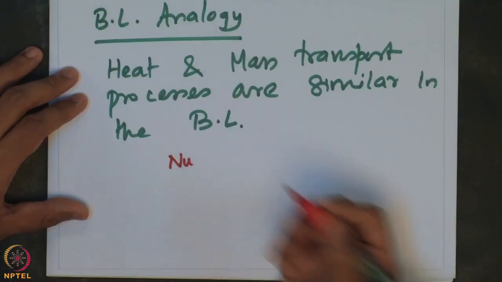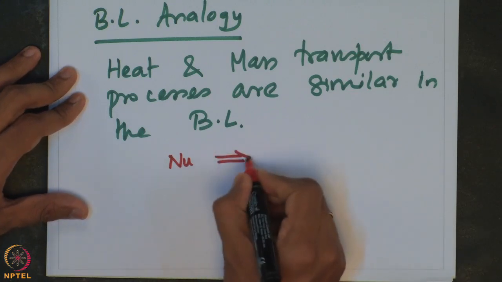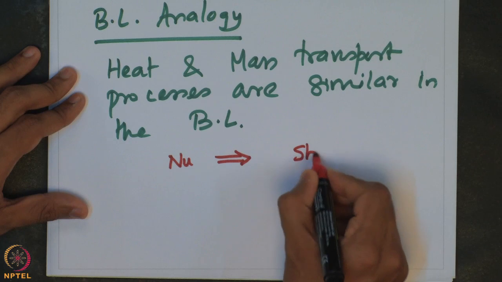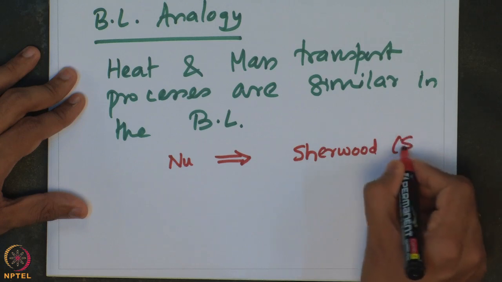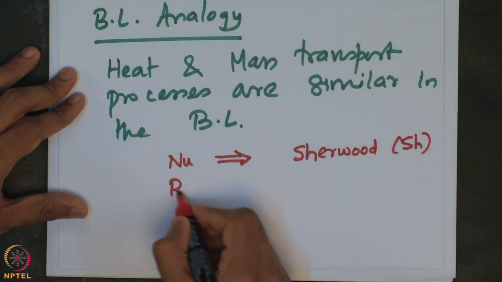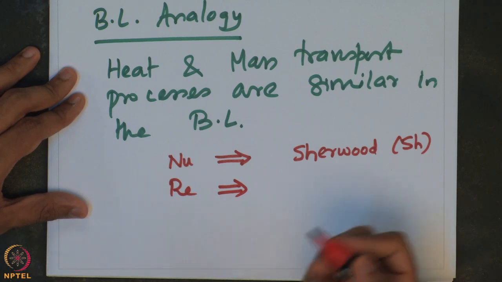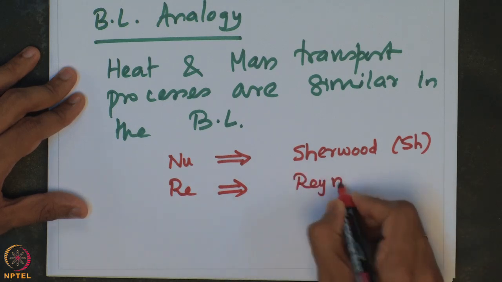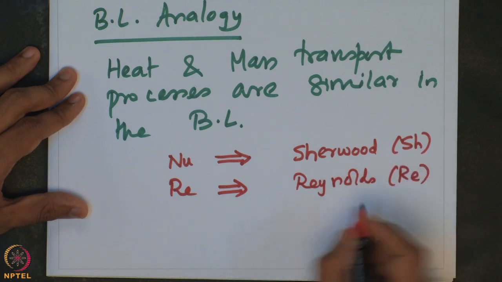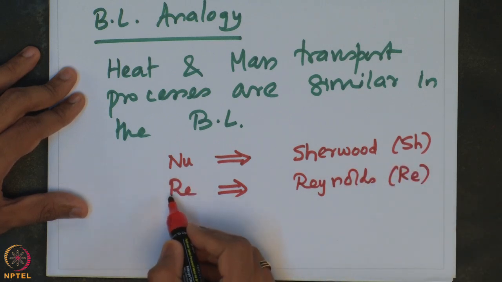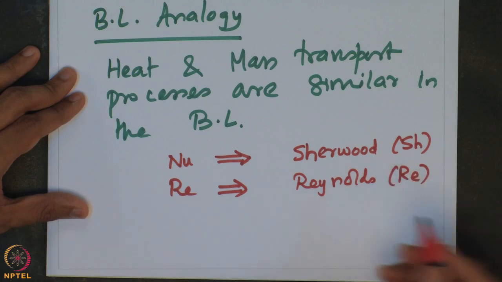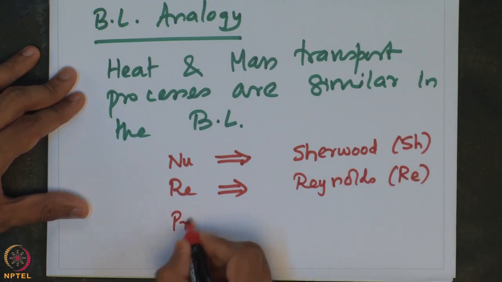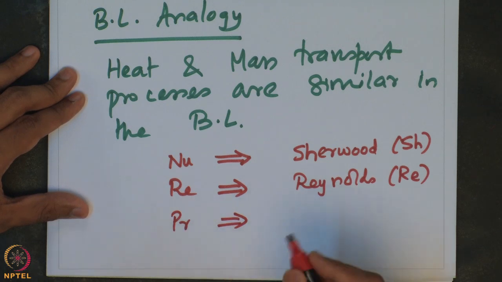Nusselt number in heat transport, the corresponding number in mass transport is what is called the Sherwood number. Reynolds number characterizes the hydrodynamic conditions, and that is going to be the same as what is used for mass transport as well. In heat transport, Reynolds number characterizes the hydrodynamics, and the same hydrodynamic properties would also characterize mass transport. So it is the same dimensionless quantity that is used. And Prandtl number essentially captures the thermal diffusivity of the fluid through which the heat transport is occurring.